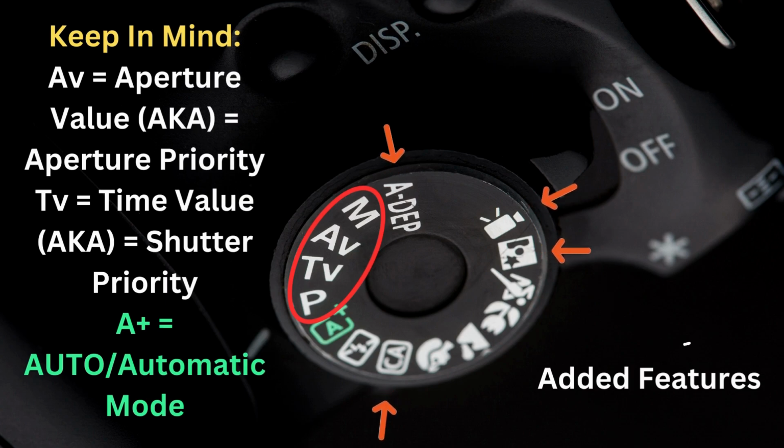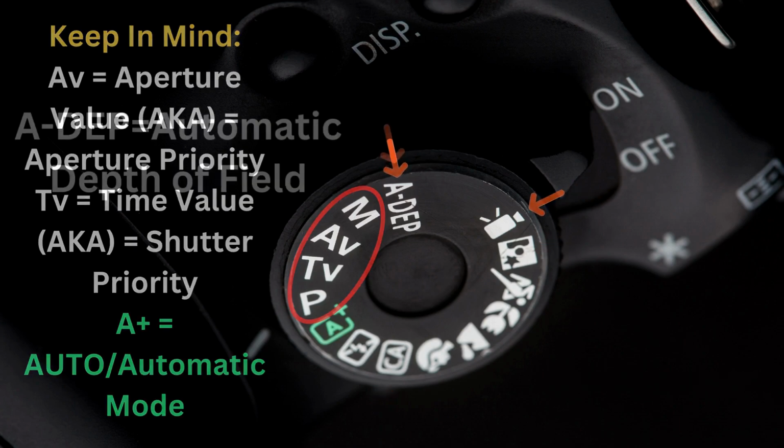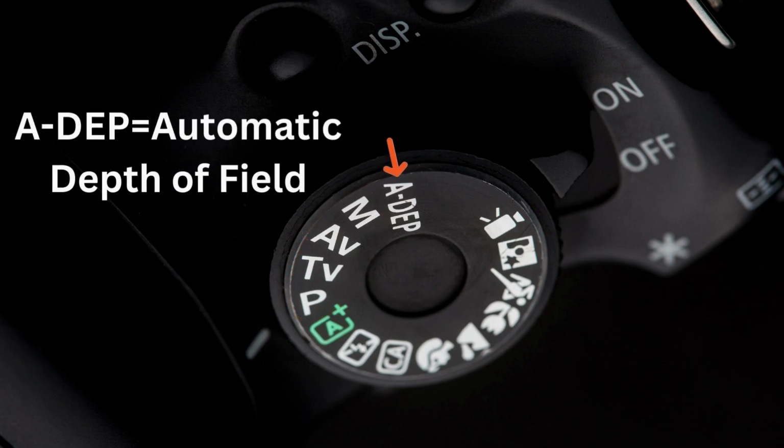Now this shooting mode basically is a fully automatic mode that allows you to pick 2 points in the photograph that you want to be in focus, either in your foreground or your background. And your camera selects the aperture needed to get everything between those 2 points in sharp focus.